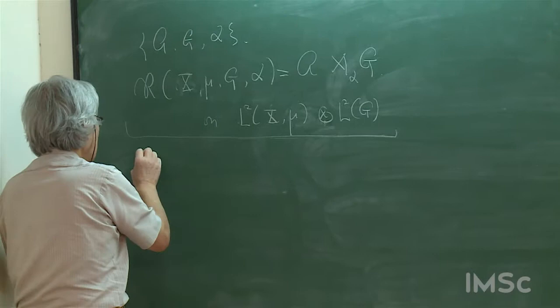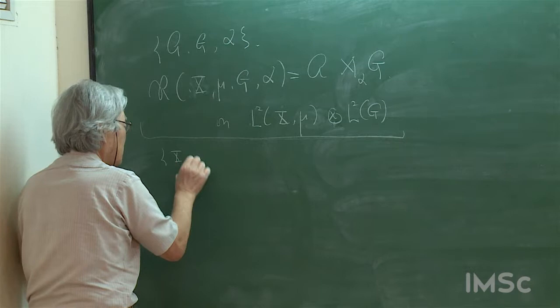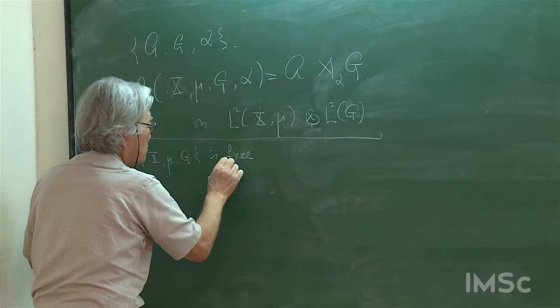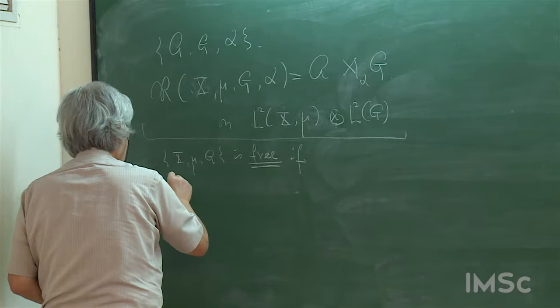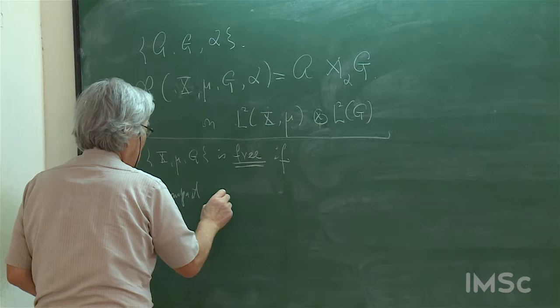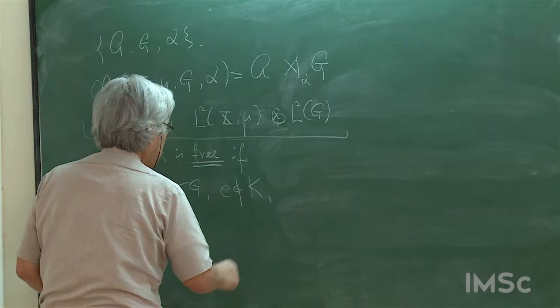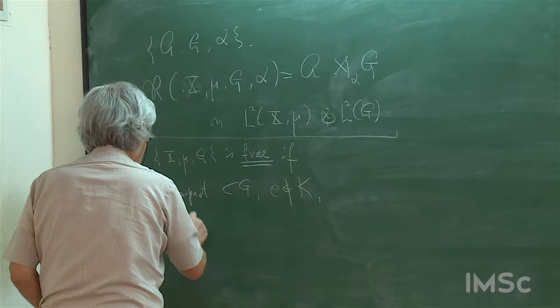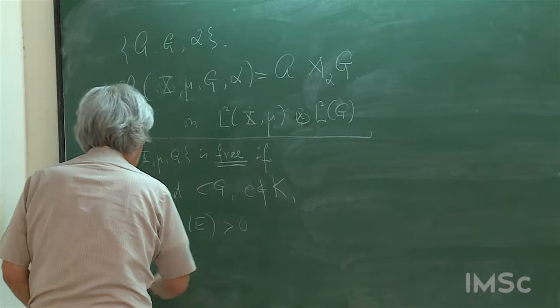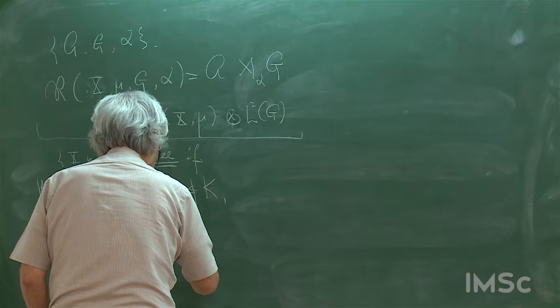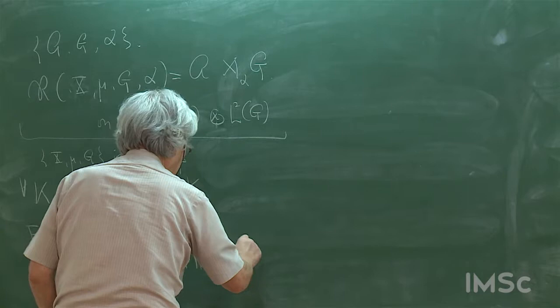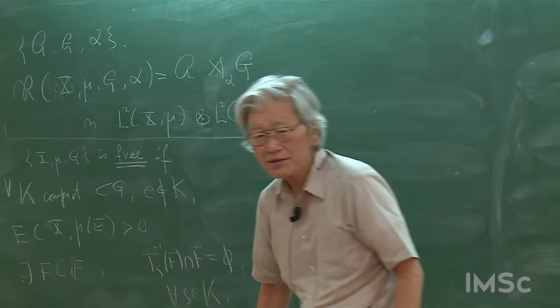Now, we call the action on the space, this G measure space, free if, in the context of a continuous group, we have the following: for any compact subset K of G which misses the identity, and any E of positive measure, there exists a further smaller subset F such that the translate by S inverse of F intersected with F is empty for all S in K. Then that's called the freeness.